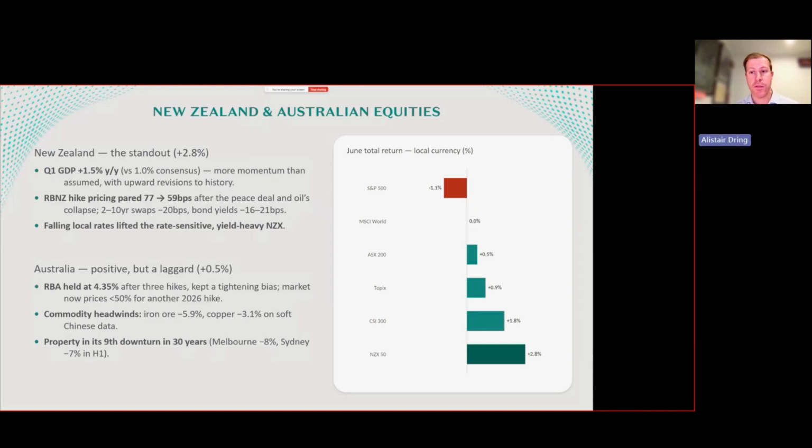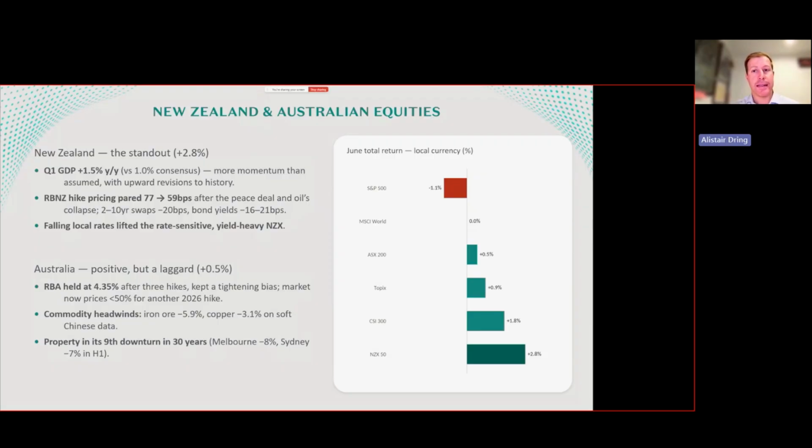Now, as I say this, we've had a rate hike since then, so we've seen how that sort of played out. But over the month of June, falling short-term rates meant that the heavy duration or yield-orientated NZX market had some tailwind behind it and performed well.